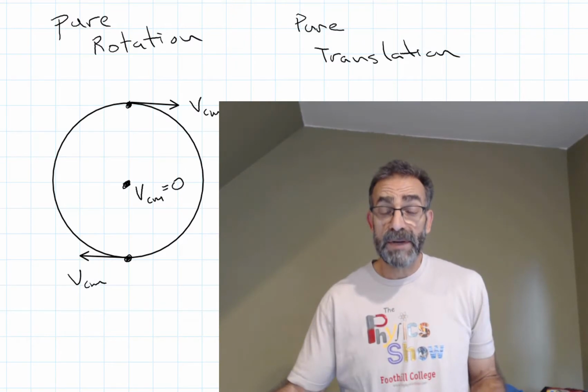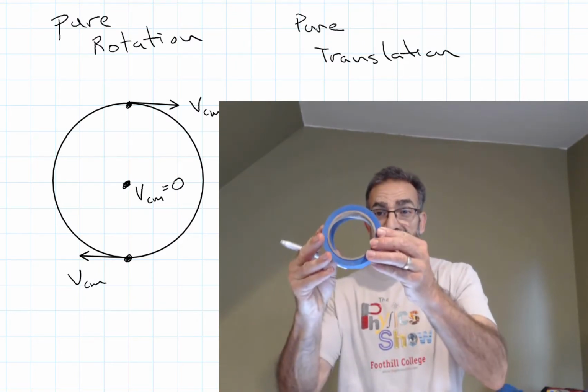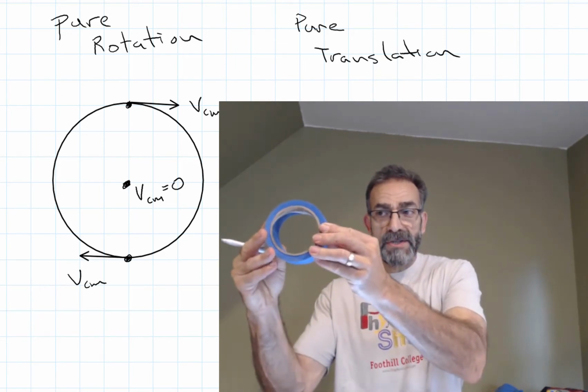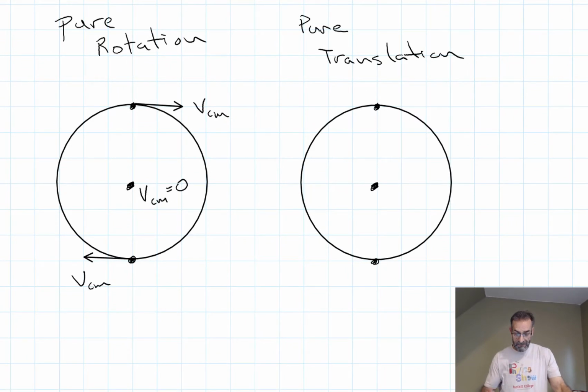Now, what would happen if we had pure translation? So our object is not rotating at all, it's just moving, translating. Well, every point on our object would be moving with the exact same speed.